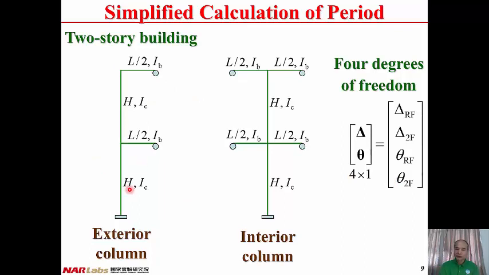And h is the height of the column. IC is the moment of inertia of the column. L divided by 2 is the half of the span of the beam. IB is the moment of inertia of the beam. And there are totally 4 degrees of freedom.